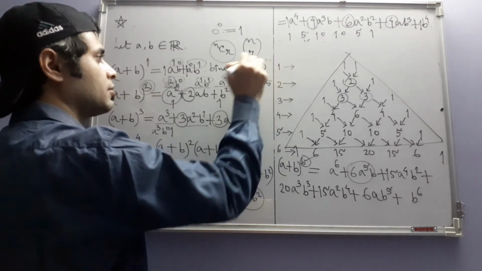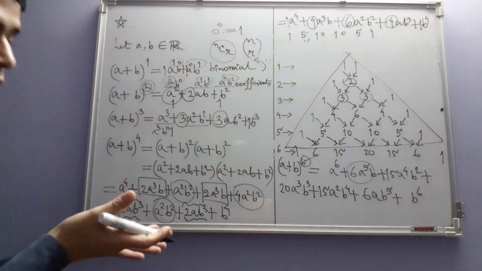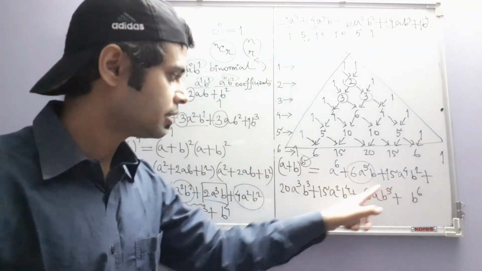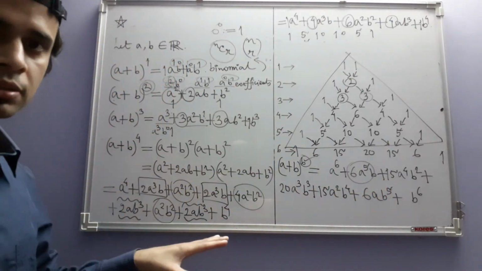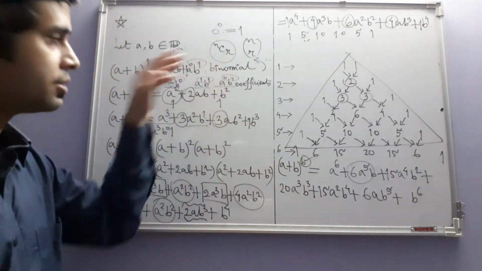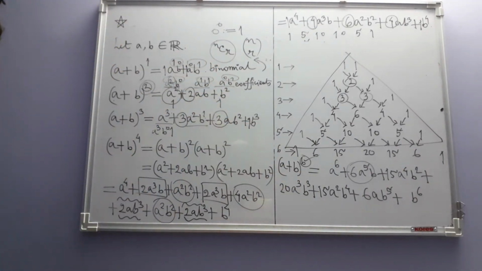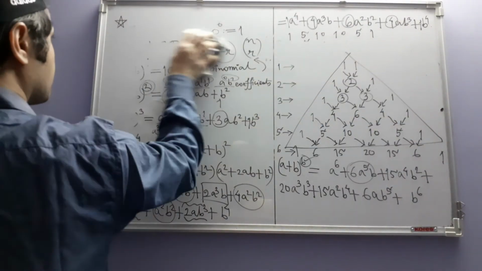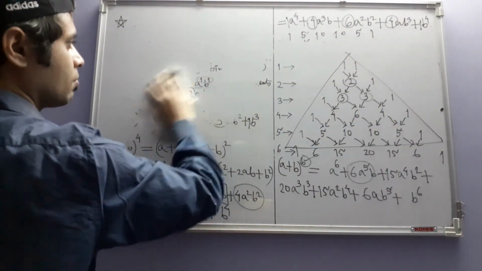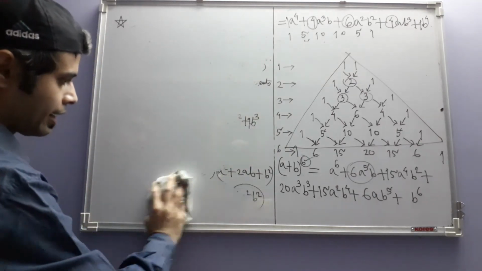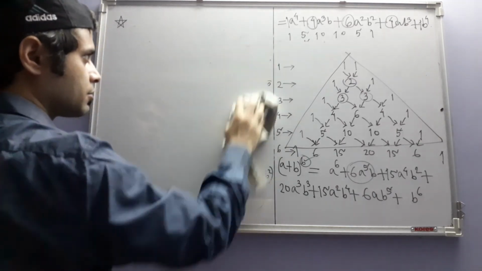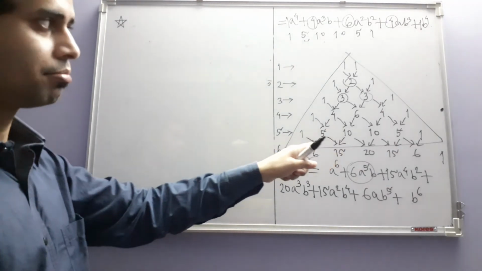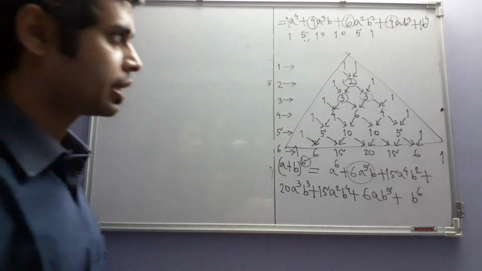And this is the reason: these numbers which appear as coefficients in these expansions are nothing but these numbers. Let us see how. And this triangular structure that we have written, where we have these numbers, is called Pascal's triangle.